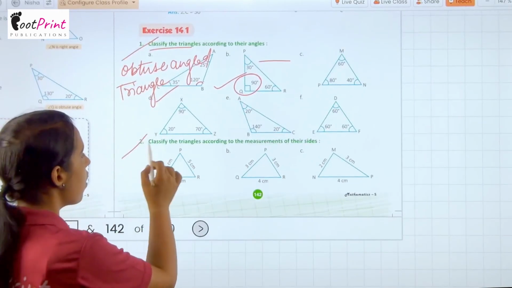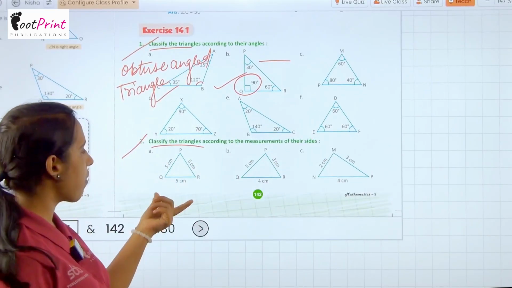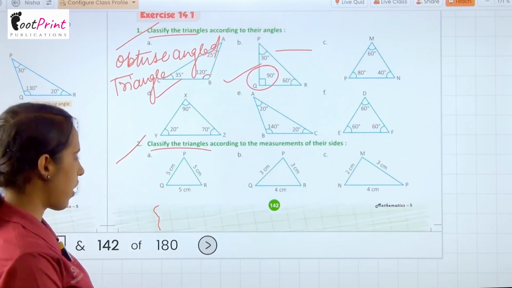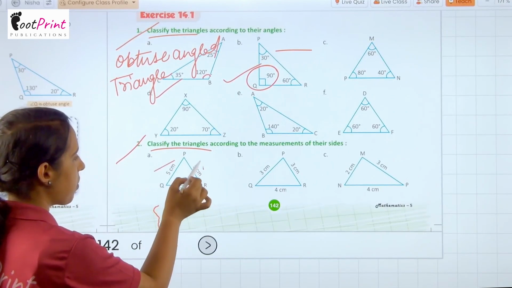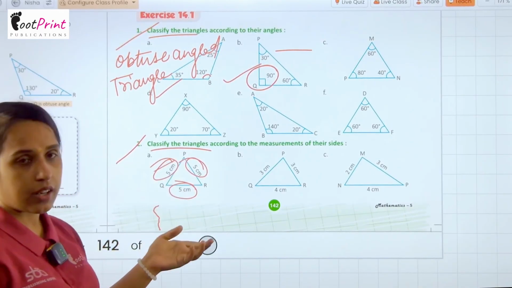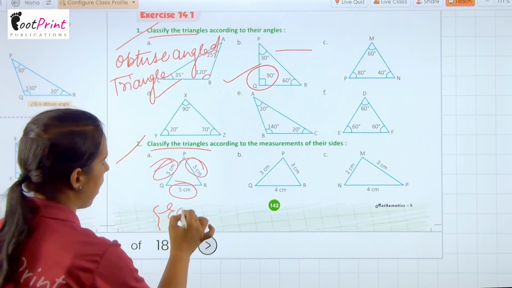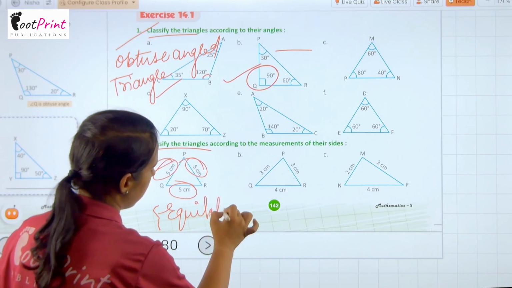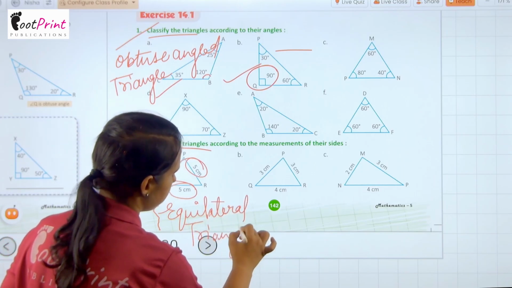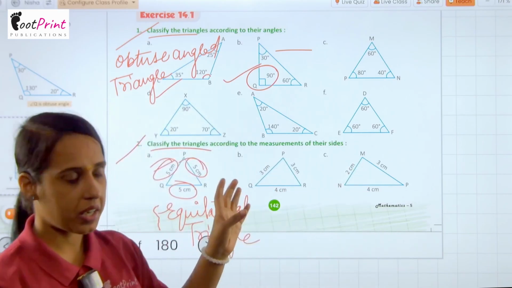And the question number 2, classify the triangles according to the measure of their sides. So now we have sides measure. It means we classify the triangle on the basis of their sides. So here 5 centimeter, 5 centimeter, 5 centimeter. So here we can see all the sides are equal, and we know that if all the sides are equal, it means it is an equilateral triangle. Okay. Now just like that you have to observe this triangle and name them.